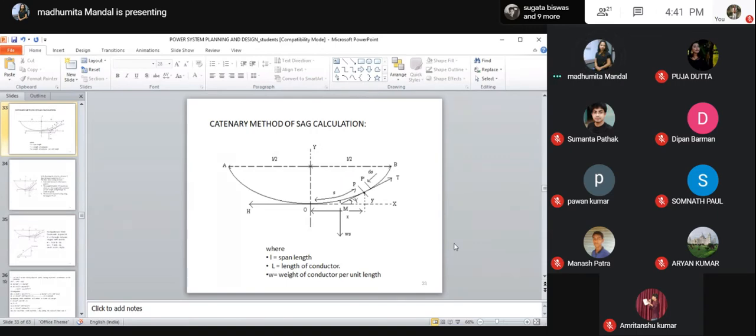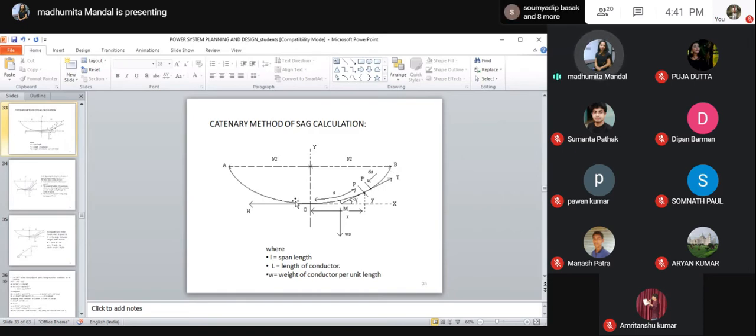So next is the catenary method of sag calculation. Let us consider a conductor. Say this is the conductor. If we see this drawing, this is the conductor. The conductor is attached between two towers at point A and point B.